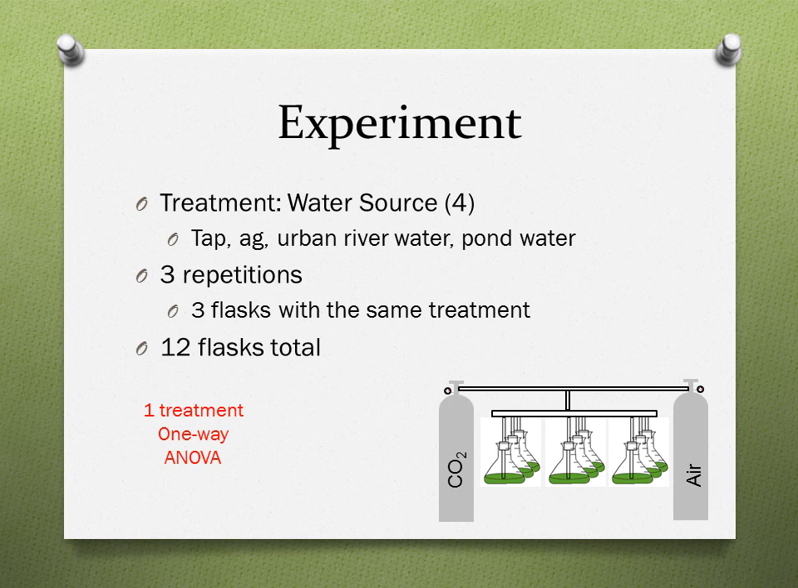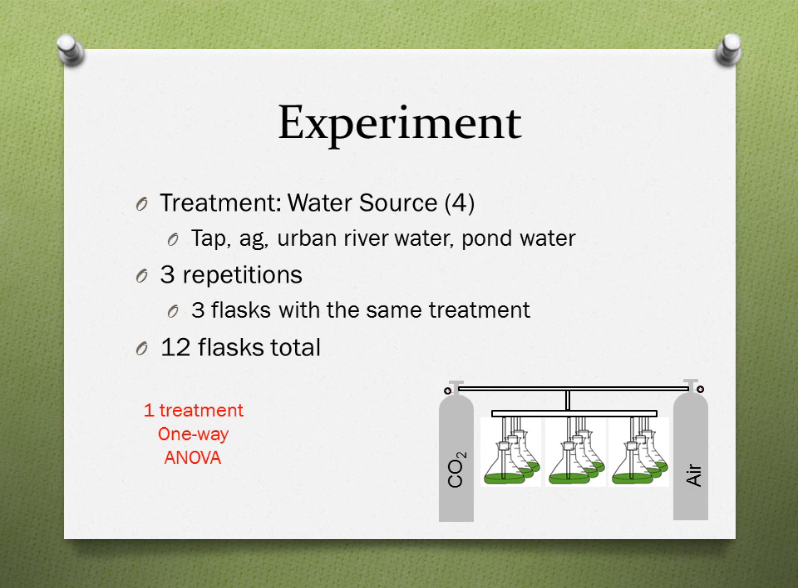So for the experiment we put together, we did a treatment, which was water source, and we had a total of 4 different water sources. The first being tap, and then something from an ag facility, and then urban river water, and then pond water. And if you wanted to, you could think about the tap being the control because that's typically what we use. And then we were going to try and see what other responses we could get from the other kinds of water.